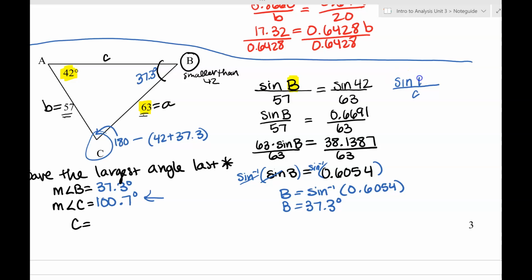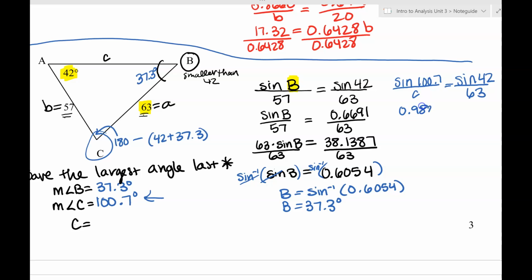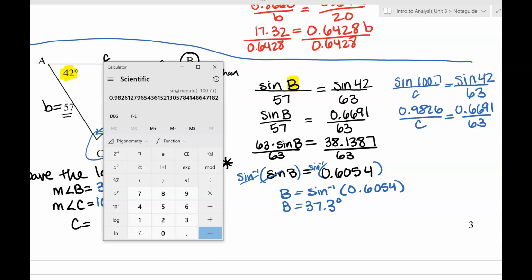So this is going to say sine of 100.7 over C equals, and again, here I want a full ratio that has all the numbers, and I had that from the beginning if I use the angle 42 and the side across from it of 63. So I'm going to figure out the sine of 100.7, which is 0.9826, over C equals. We already found the sine of 42. It was 0.6691. And now I'm going to cross multiply.